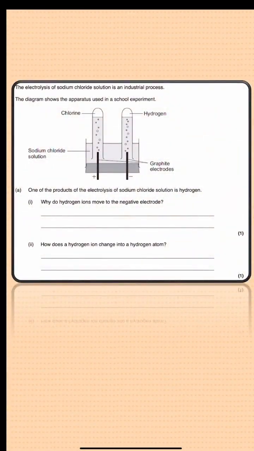Okay, next up we've got another exam question. One of the products of electrolysis of sodium chloride is hydrogen. Why do hydrogen ions move to the negative electrode? Again, this was just like our previous question, so you should be able to tell me straight away. Opposites attract, because it's positive. Here they haven't told us, so we say they are positive, and opposites attract.